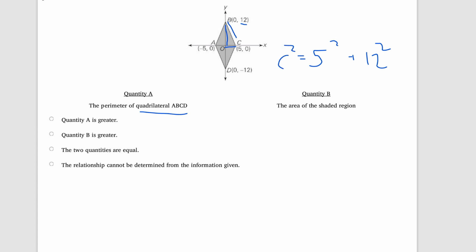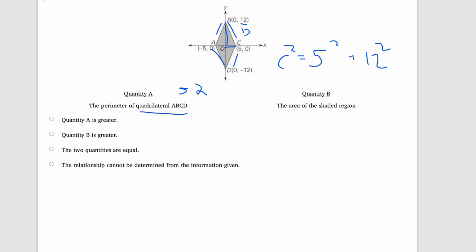Quickly working that out, it's actually a Pythagorean triple, and I've done another video on that, but it's a 5, 12, 13 triple, so I don't need to work it out. So the hypotenuse is 13, and we have 4 of those for the perimeter, so the overall perimeter will be 13 times 4, which is 52. Now, how are we going to work out the area?